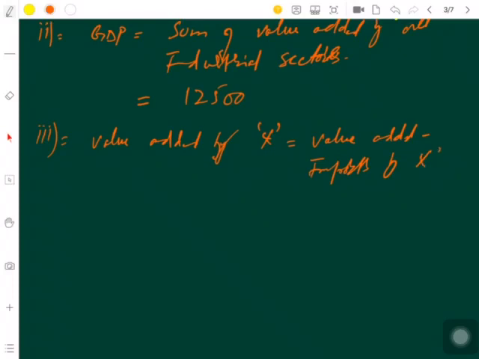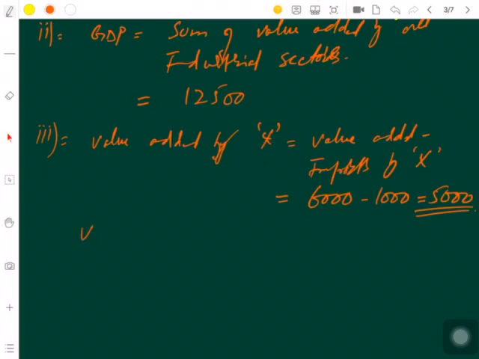by X. What is imports? He is paying off for the imports. Imports are to be paid off. That is why it is to be excluded. So that will be equal to 6,000 minus 1,000 is equal to 5,000. This is our first thing.